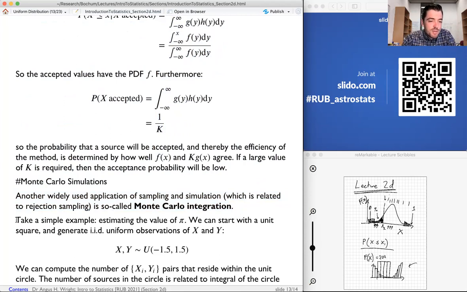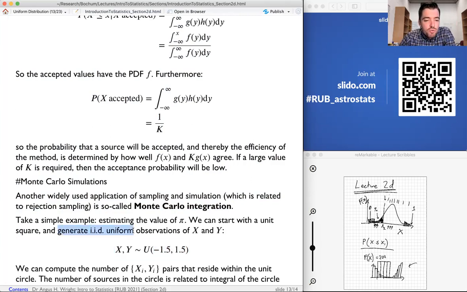So let's take a really simple example. Let's try and estimate the value of pi. Okay. The way we're going to do that is we're going to start with a unit square. Well, sorry, it's not a unit square, rather. I've ratcheted it up a little bit. It'll be a unit square in a few minutes time.